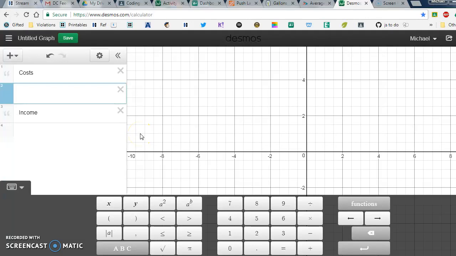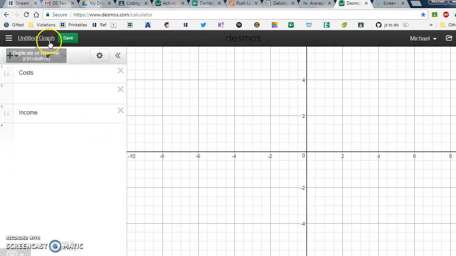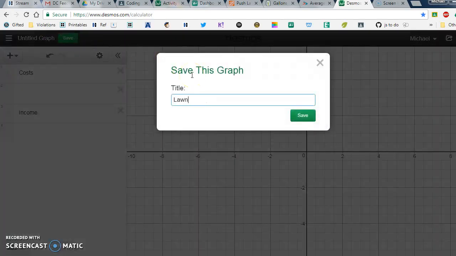Alright guys, I want to help you out with this sort of cost income problem. How do you come up with the equations for your business model? You might have to do some research online to figure this out. I decided that I was actually going to do a lawnmower business.